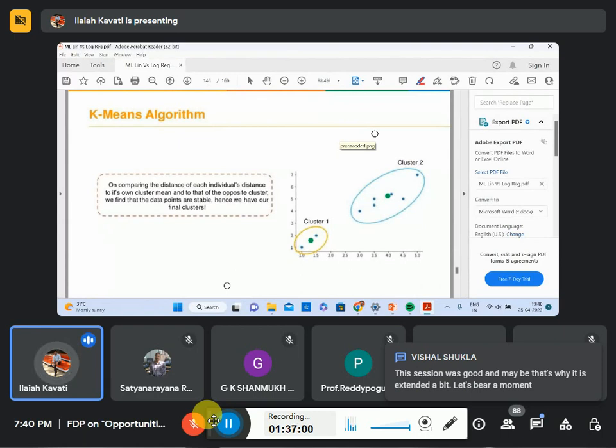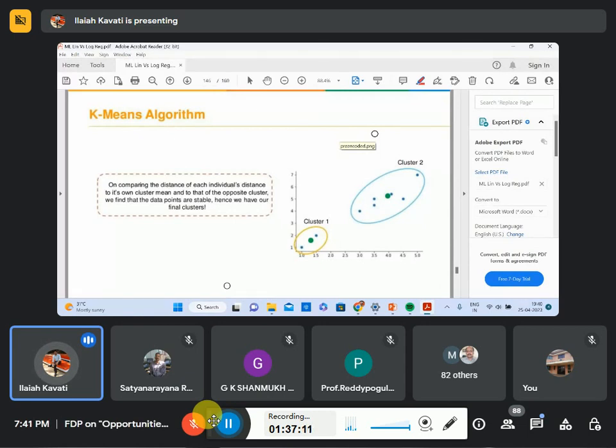Suppose x, y, z is there. Generally, we'll plot with x and y. But how to compute that z? For z, simply the kernel function we'll use is z equal to x square plus y square, something like that. That will map x square and y square on one axis and z on another axis.